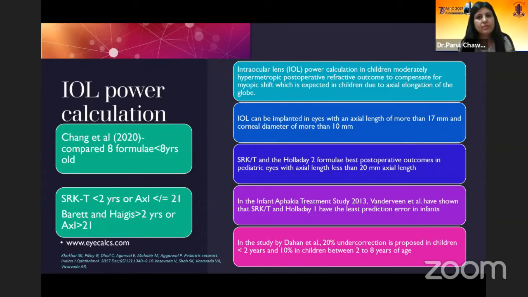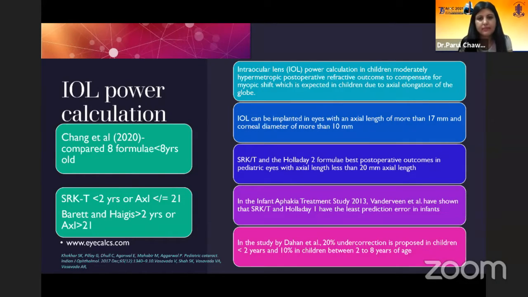For intraocular lens power calculation in children, we should prefer a moderately hyperopic outcome to compensate for the myopic shift which is expected in children due to axial elongation of the globe. IOL can be implanted in eyes with an axial length of more than 17 mm and a corneal diameter of more than 10 mm. SRK/T and Holladay 2 formulas give the best postoperative outcomes in pediatric eyes with axial length of less than 20 mm.